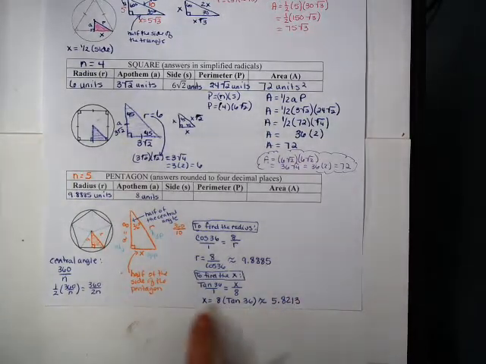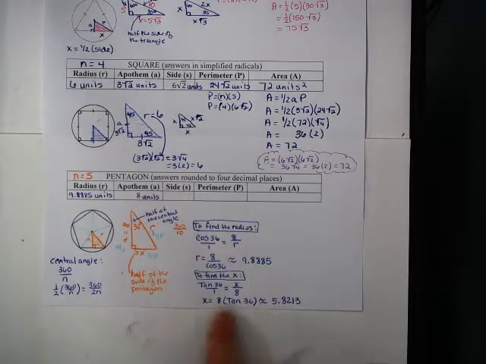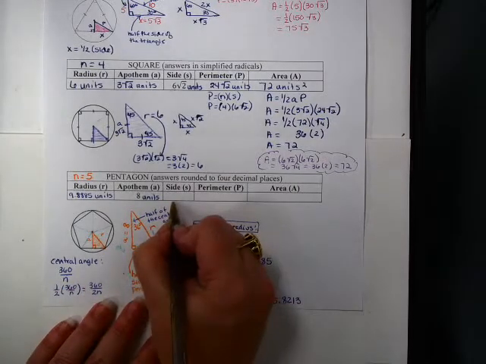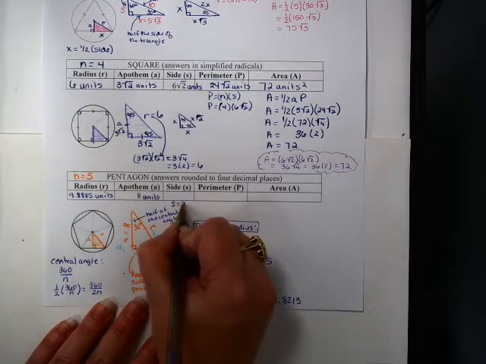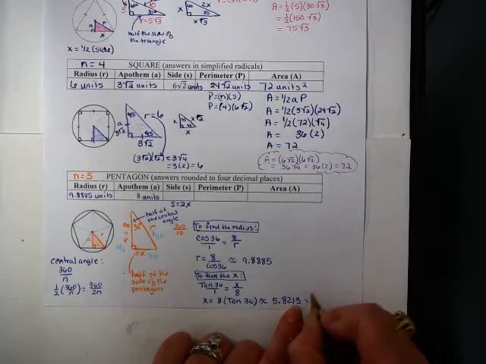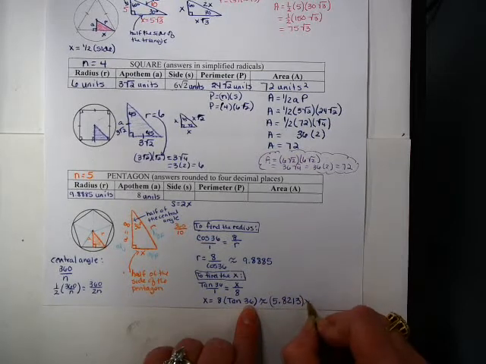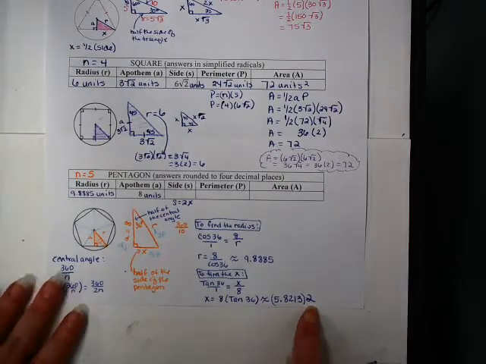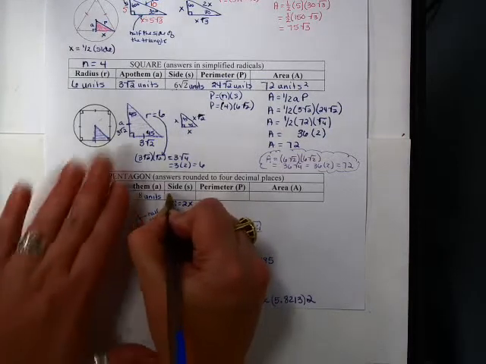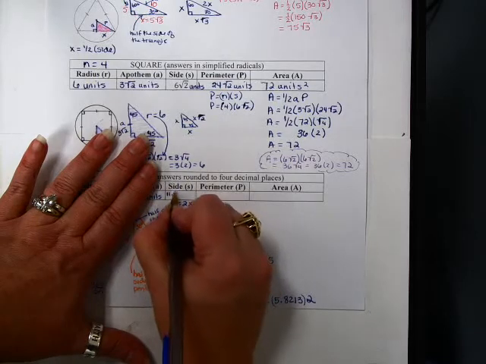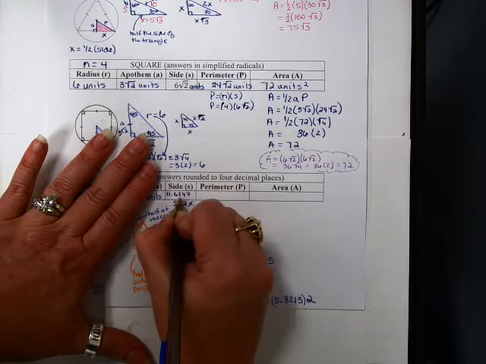5.8213. Now, folks, don't write that down here for the side, because remember, that's x. To get the side, you have to double x. So, remember, the side is equal to 2x. So take this number right here and multiply it by 2. Okay, if you plug this into your calculator, multiply by 2, you end up with 11.6247, and that's units.